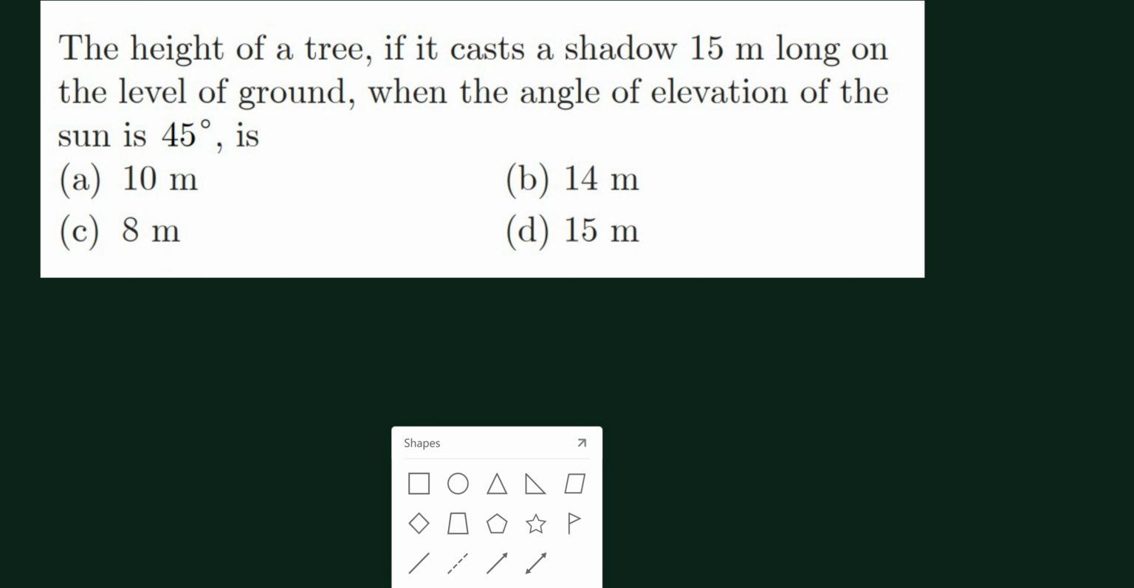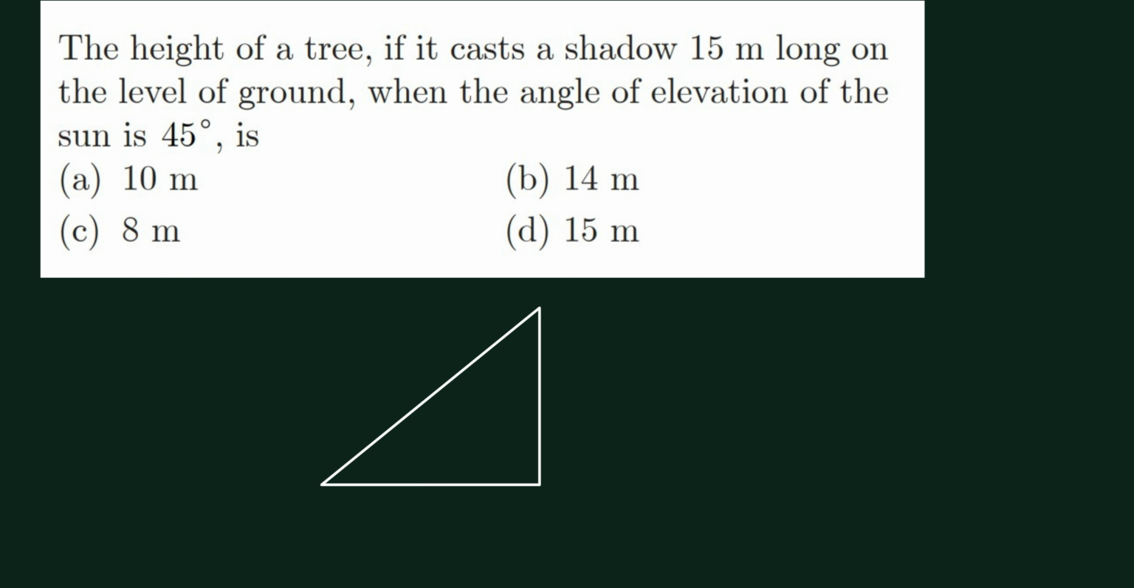The height of a tree, if it casts a shadow 15-meter long on the level of the ground, when the angle of elevation of the sun is 45 degrees, then what is the height of the tree? So take this triangle. Let us say this is the height of the tree AB, this is H, and it forms a shadow in the direction of AC. They have given the value: it casts a shadow of 15-meter long. What is the length of this shadow? That is 15 meter long.